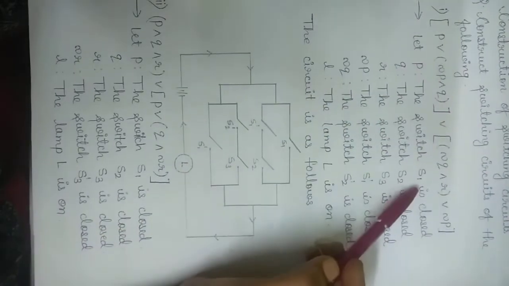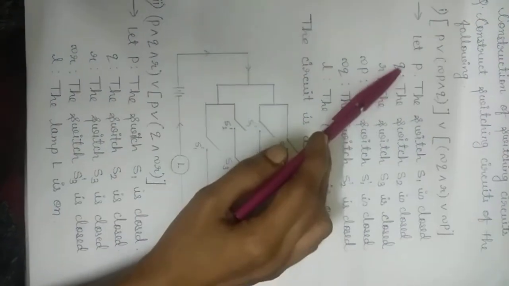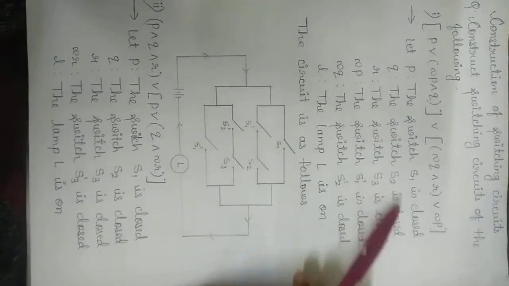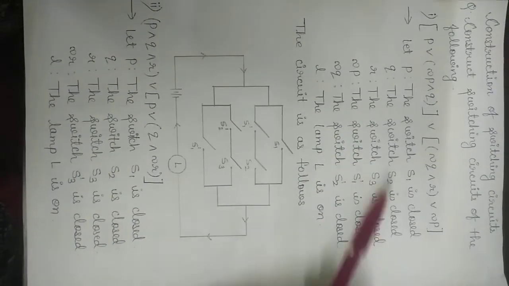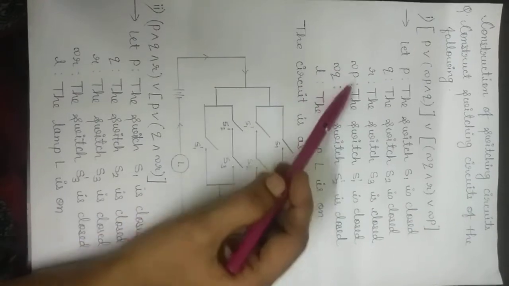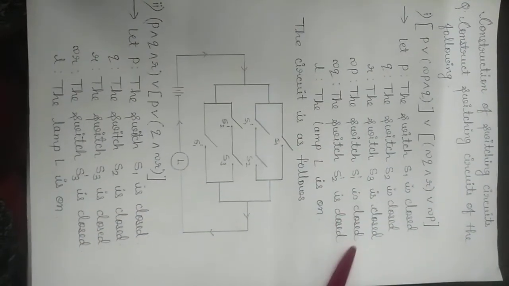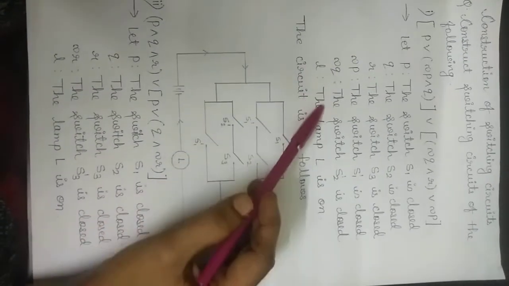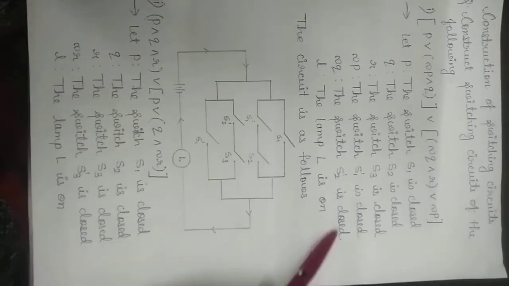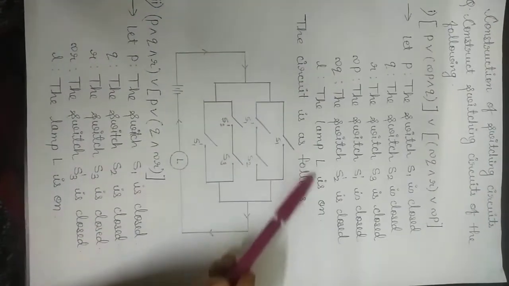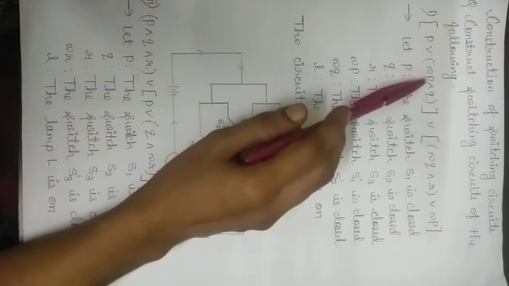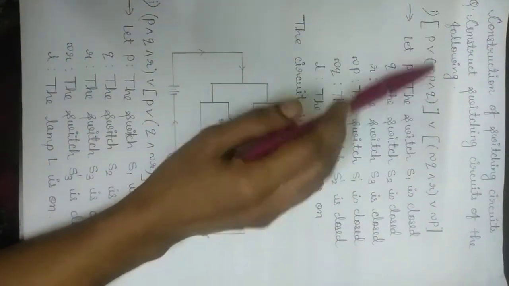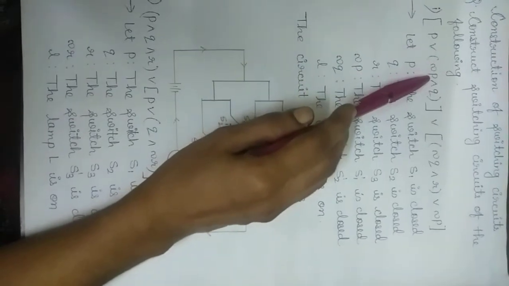Let P: the switch S1 is closed, Q: the switch S2 is closed, R: the switch S3 is closed. Then negation of P: the switch S1 dash is closed, negation of Q: the switch S2 dash is closed, and L: the lamp is on. Now since these two statements are given in one bracket, first we will think about this.